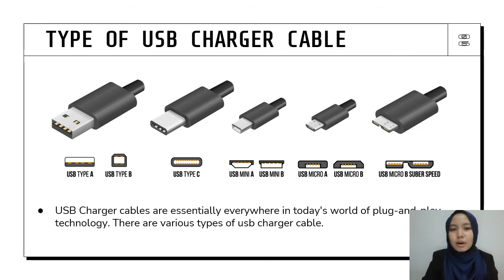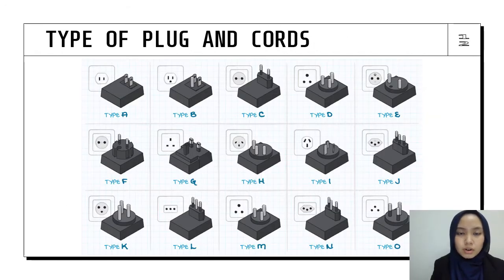What is the type of USB charger cable? There are various types of USB charger cable, such as USB Type A, USB Type B, USB Type C, USB Mini A, USB Mini B, USB Micro A, USB Micro B. There are various types of plugs and cords. In Malaysia, we use Type G as it has 3 pins.